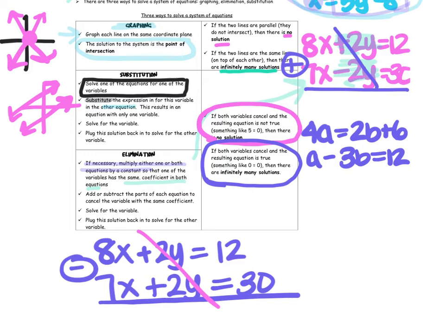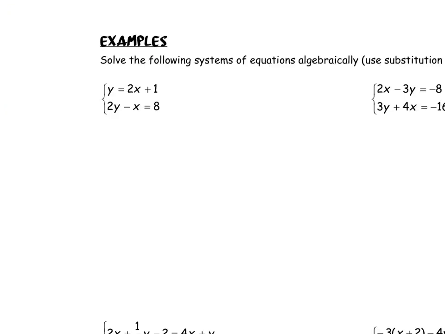Okay, now that we've recapped, we're going to do some examples. All right, so these first couple examples we're going to solve algebraically using either substitution or elimination, and I'm going to talk through why one method is better than the other based on what I see each system set up when I look at the problem. So this first system, I have y equals 2x plus 1 is the first equation, and 2y minus x equals 8 is the second equation.